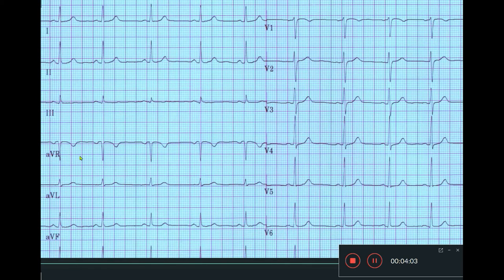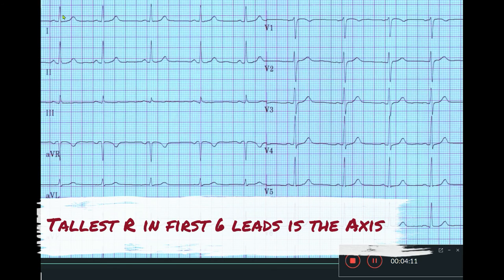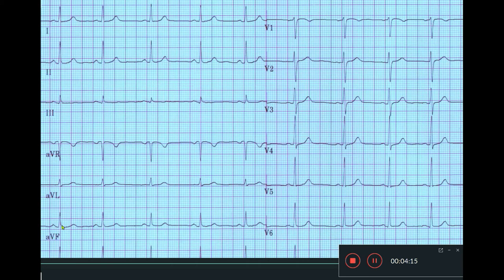The second thing I said was to look at the tallest R, which I call the James log. The tallest R among the first 6 leads: lead 1, lead 2, lead 3, AVR, AVL and AVF. Lead 2 is the tallest, so that will be the axis. Lead 2 is lying between 0 degrees and plus 90 degrees. In fact it is at plus 60 degrees, so that is the axis.